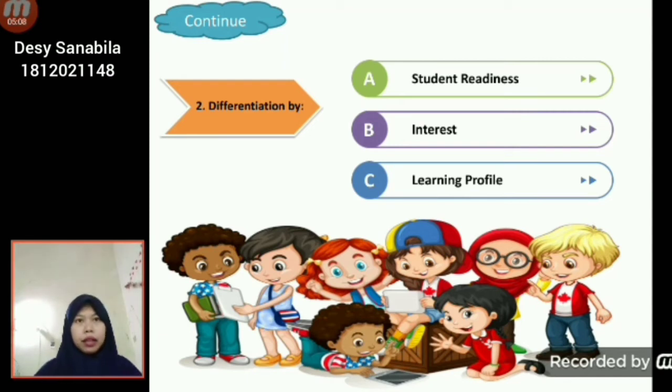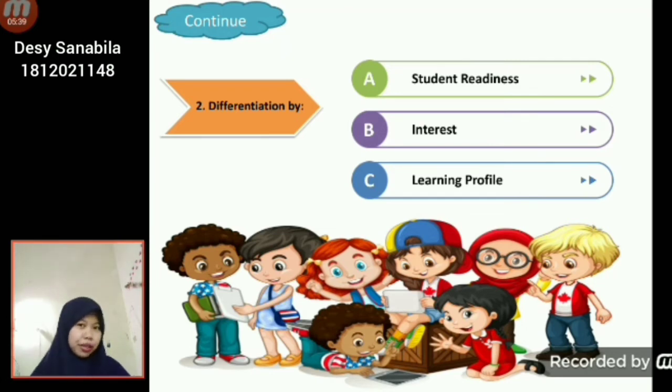learning profile. Learning profile, sometimes referred to as just learning style, refers to the manner in which an individual learns best. A student's learning could be influenced by learning style preference, intelligence, and preference related to group size and culture and also gender. Next presentation will be continued by my partner, Kadek Noprianti.